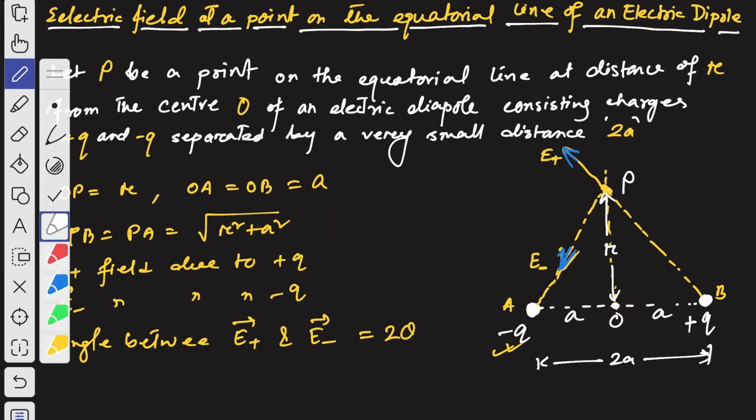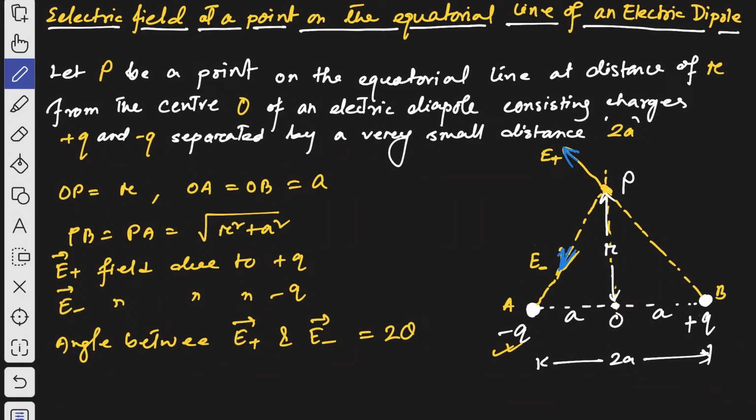Now let us resolve its vectors into two components. So here you see, first if you resolve E positive, E plus, into two components, that's how you will get it. As you can see, this angle is twice theta. Therefore this angle will be theta, and this angle will also be theta, right?